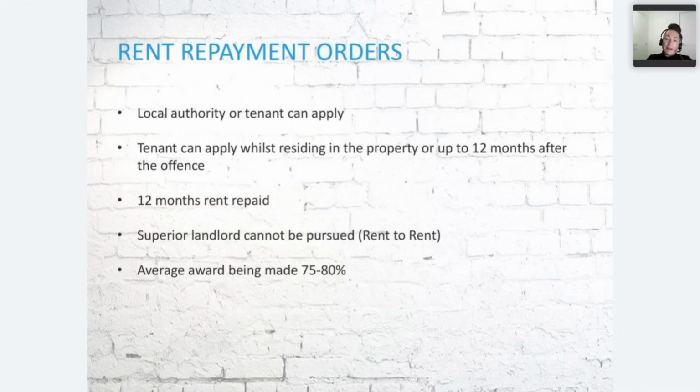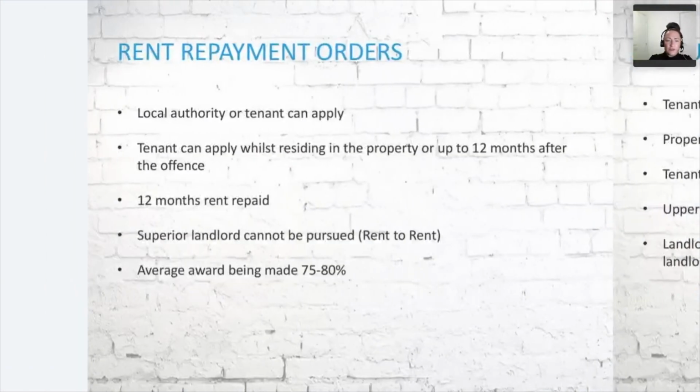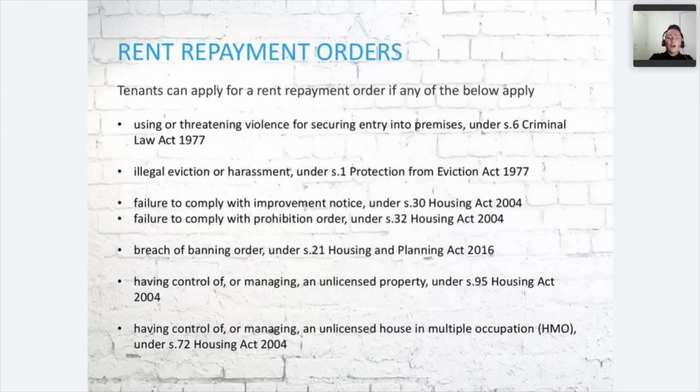The average award being made in court is 75 to 80%. So in the case of £32,400 being claimed, if 80% of that was awarded, the landlord would have been told to pay back £25,920 of the claim. So this can be very, very, very costly, guys. So please do not fall foul of any of these items that we've discussed here, because other areas that may affect you are improvement notices or prohibition orders.